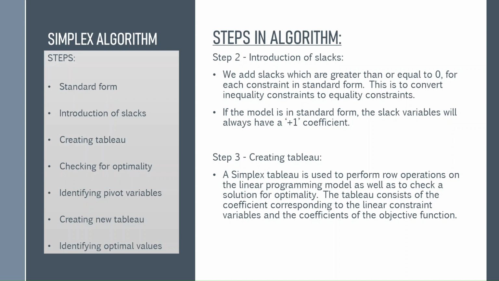Step 3. Creating the table. The simplex table is used to perform row operations on the linear programming model as well as to check a solution for optimality. The table consists of the coefficients corresponding to the linear constraint variables and the coefficients of the objective function.